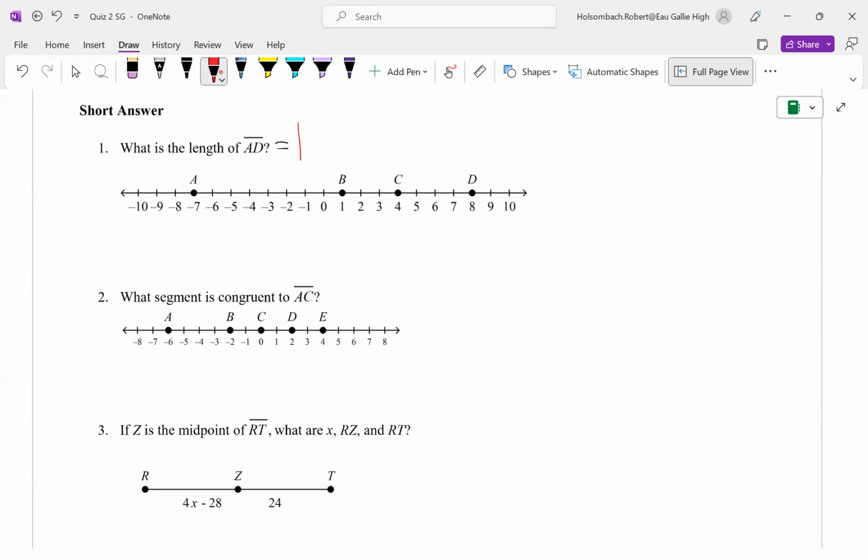So if A is located at -7, we're going to take -7 and we're going to subtract 8 from it. And -7 minus 8 is -15. And the absolute value of -15 is equal to 15. So your distance from A to D is 15 units.